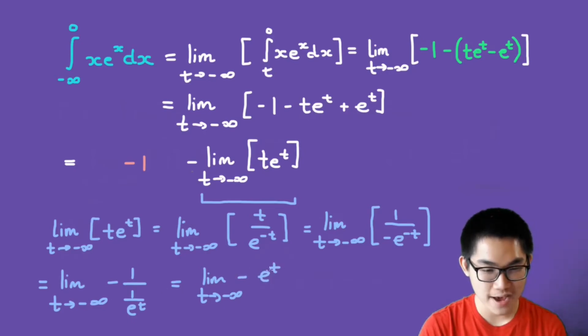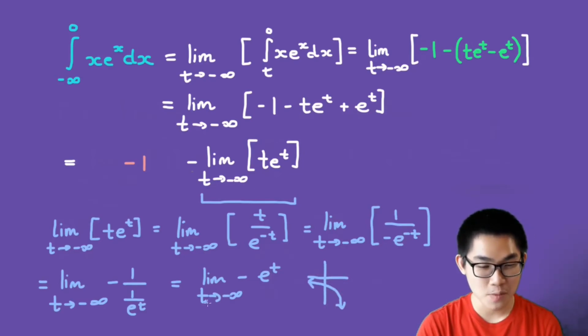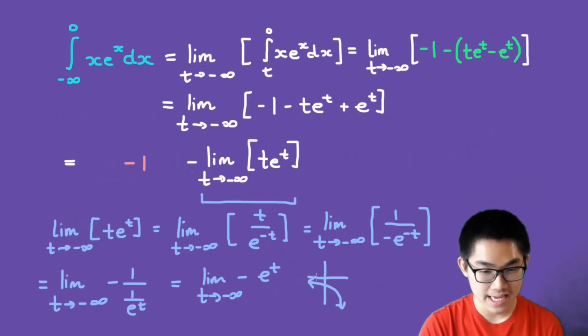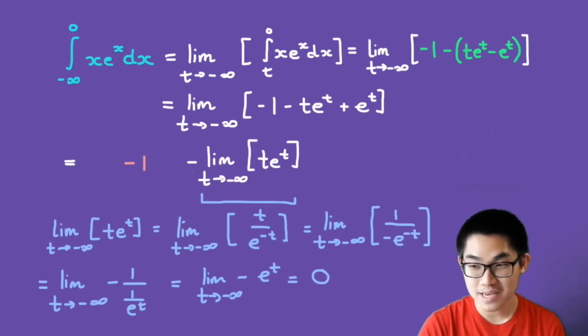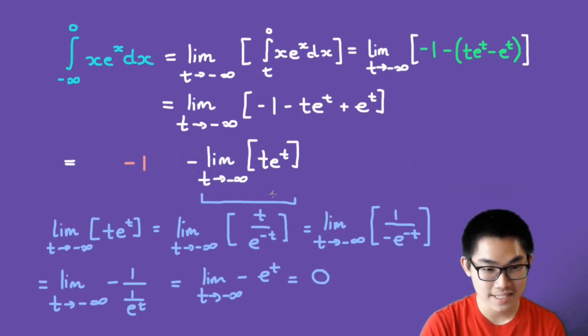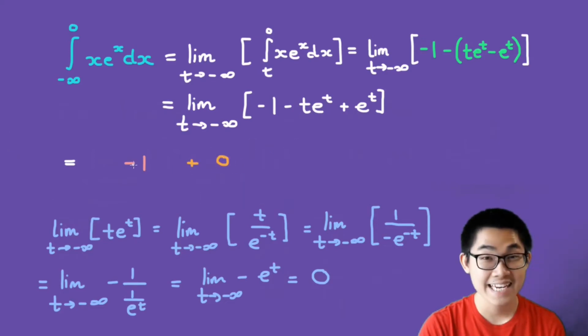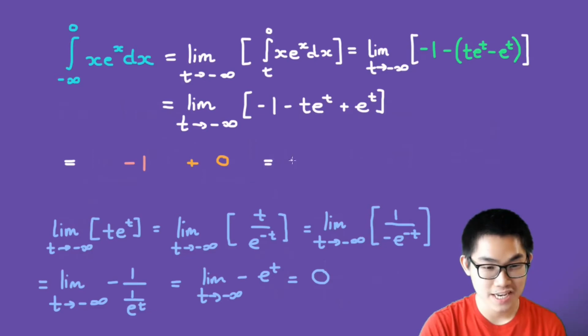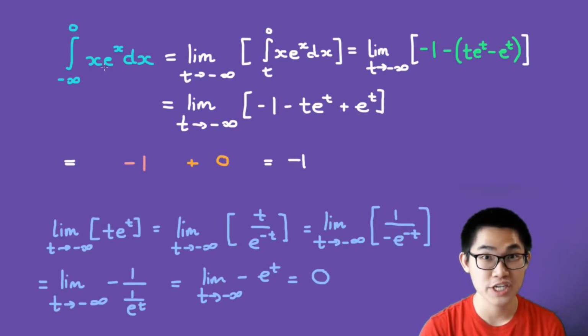So what does this graph look like? It's going to look something like this. And because of that, when t approaches negative infinity, this graph approaches 0, which means that this limit is going to be equal to 0. That also means that this limit is 0. And negative 1 plus 0 is just negative 1. So this is the answer to the integral. And because it is a number, then we know that this integral is convergent.